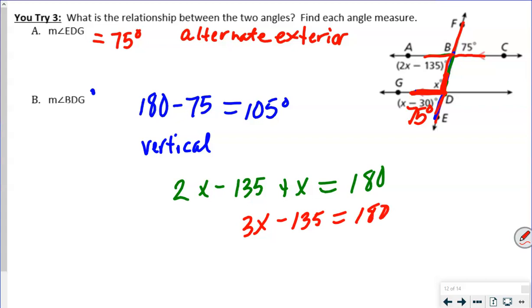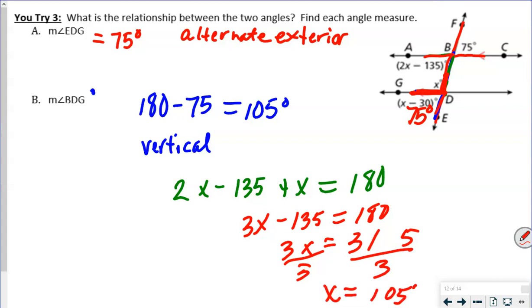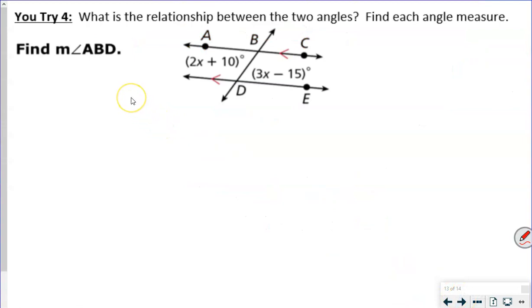Then we add the 135 to both sides, so that would be 3x equals, what is that going to be? Let me see, that's 5, that's 11, that's 315, right? Divide both sides by 3, so x is equal to 105, which is exactly what we got, okay? So again, there's more than one way to do this, so that's a good way to check the answers. So this you try. Let's see if you guys can do this one. This is our last one, okay? Let's do this and come back to me.